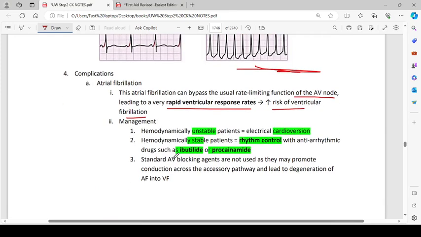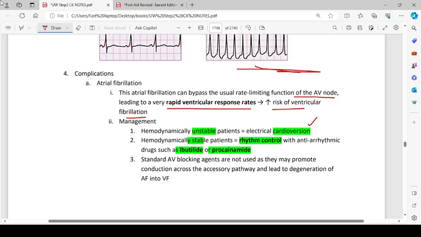Management of hemodynamically unstable patients is electrical cardioversion. In hemodynamically stable patients, we do rhythm control. So if the people are hemodynamically unstable, we just take a brief history from the people who brought them, and we do cardioversion there and then.